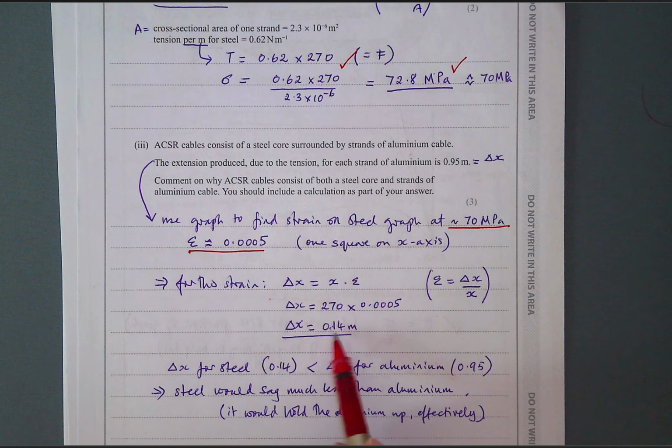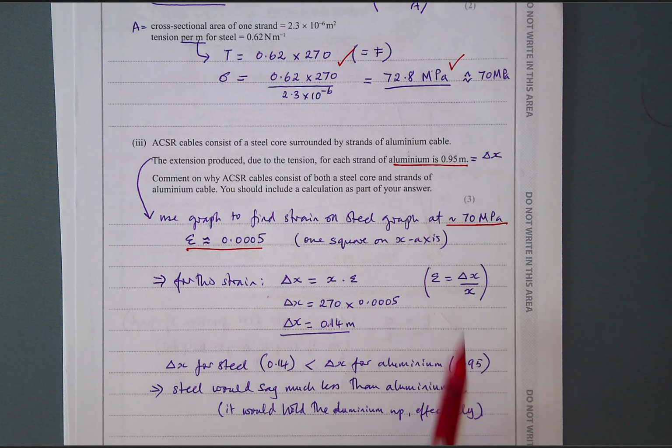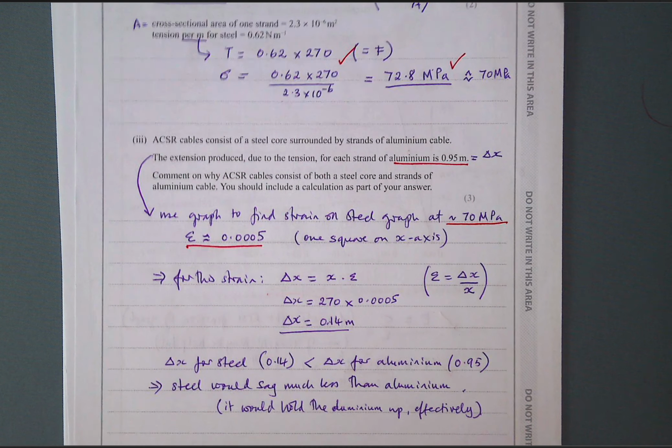So the steel is only stretching 0.14 meters, whereas the aluminium, it's going to stretch much more. Delta X for steel is much less than the aluminium value, which they were given. So we calculated for steel using the graph. Therefore, the steel would sag much less than the aluminium. It would hold the aluminium up effectively. So that's how I've put it.